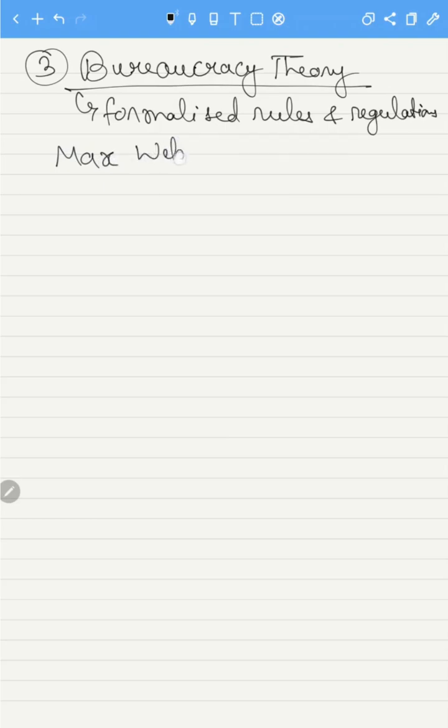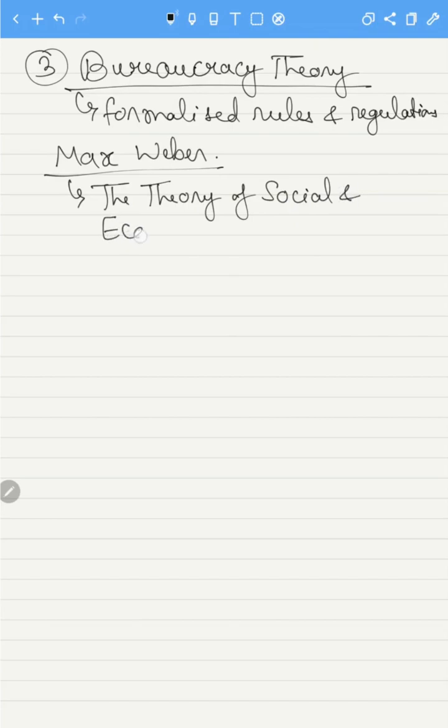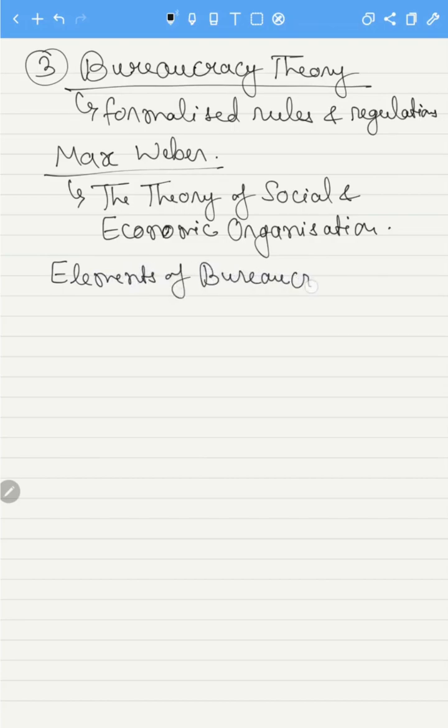Max Weber evolved bureaucratic theory in his work The Theory of Social and Economic Organization. Bureaucracy theory was given by Max Weber, and he explained this theory in his work, which was named The Theory of Social and Economic Organization. Let us see the important elements of bureaucracy.